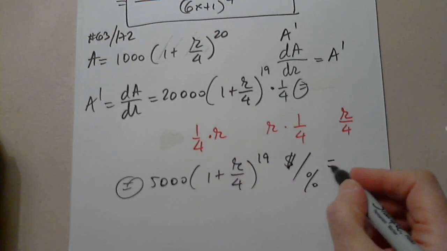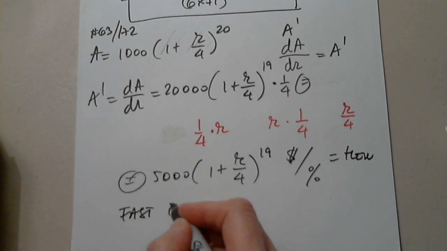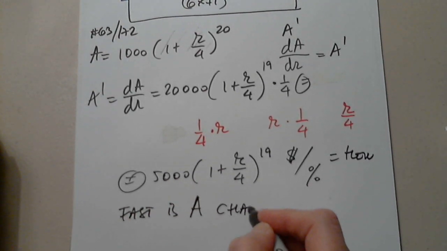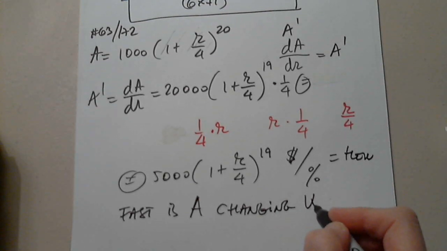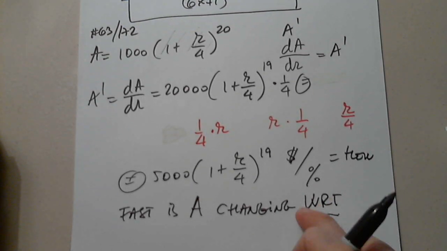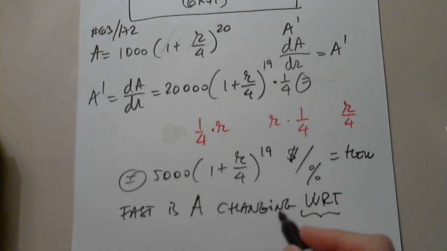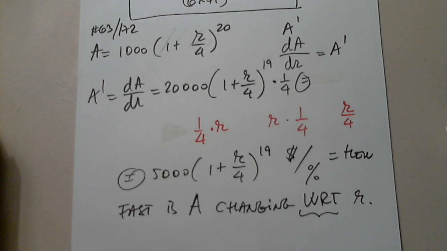How fast, or the rate of change, how fast is A changing with respect to, lazy people write WRT, with respect to, I'm kidding, but it's easier to write, with respect to R. How fast is A, the amount, changing with respect to R, which is the annual interest rate. Very good pick.